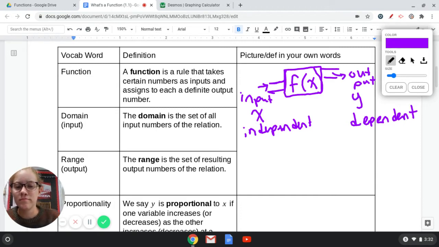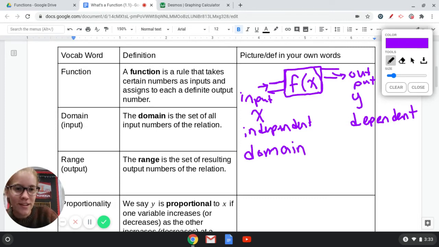Now, maybe some new words? No, this might not be new to you. We've got domain and range. Domain are your inputs for a certain function, and range are your outputs for a certain function. So the domain is the set of all input numbers of the relation, all possible x values the function takes on. Another word is domain. So we have 4 words for the same thing, and that's just the way it goes.